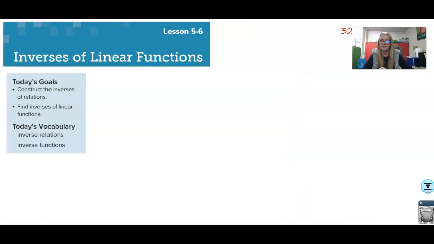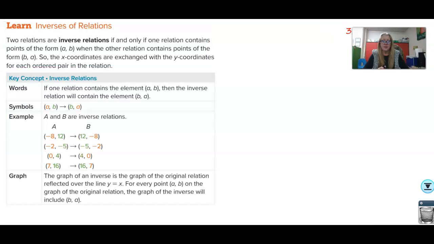This starts on page 327 in your workbook. Here you have your goals. Construct the inverses of relations. Find inverses of linear functions. Today's vocabulary: inverse relations, inverse functions. Pretty straightforward. Inverse relations are interesting.